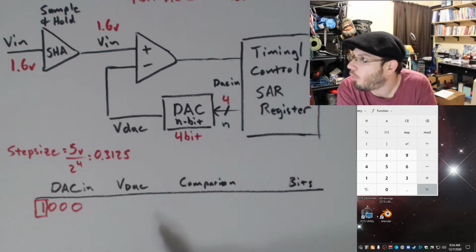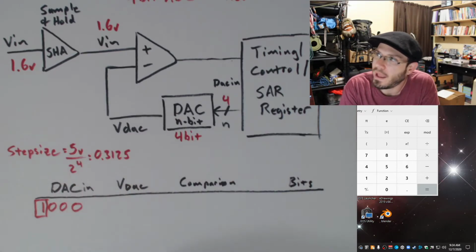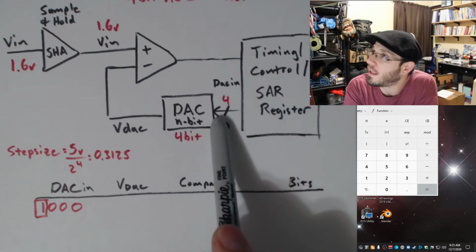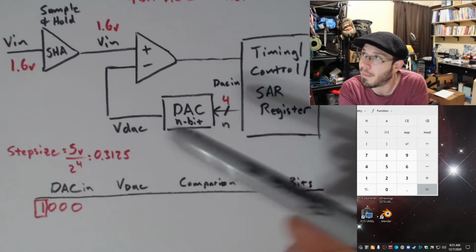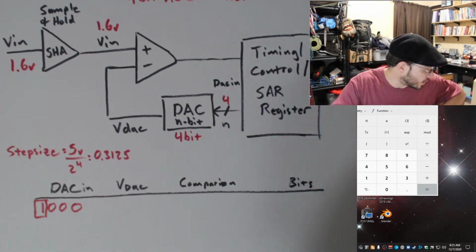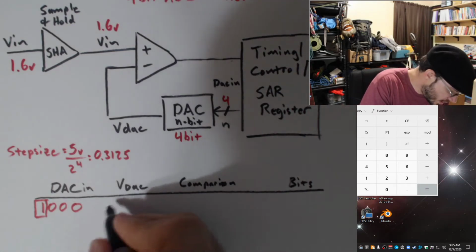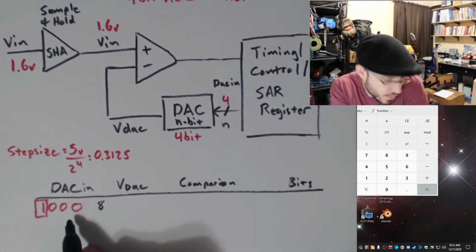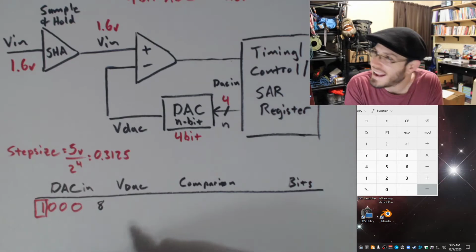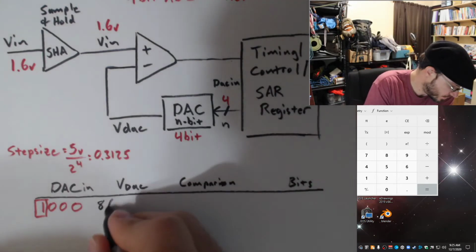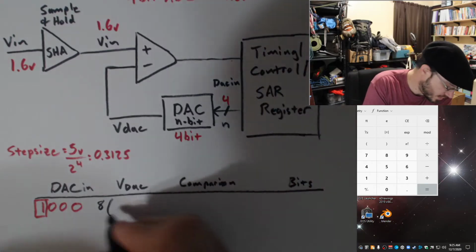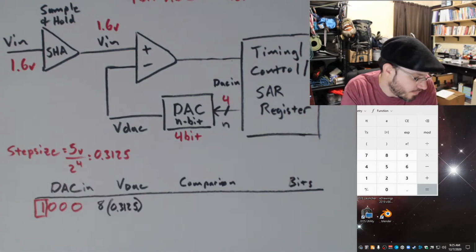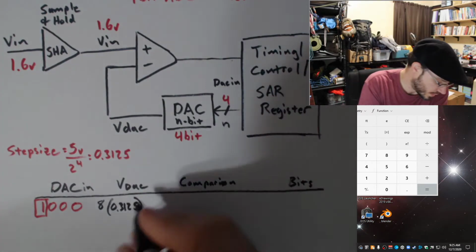Now, what's going to be the output from VDAC? Well, to do that calculation, you're just going to take the numerical digital value that's being fed into it and multiply it by the step size of our digital to analog converter. So over here, we're going to get 8, since 1000 is 8, and it's going to be 8 times our step size. Our step size is 0.3125. So the output from VDAC is going to be 2.5 volts.